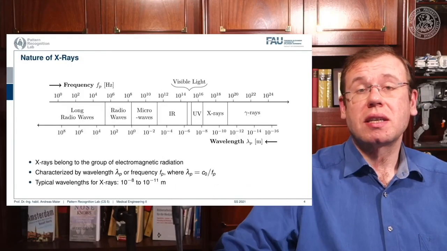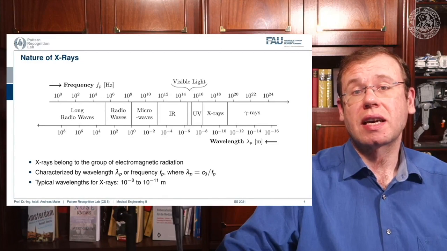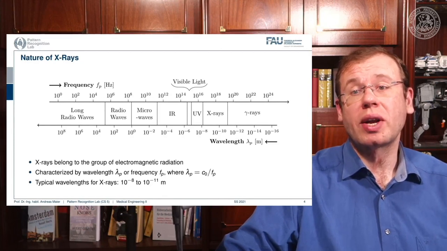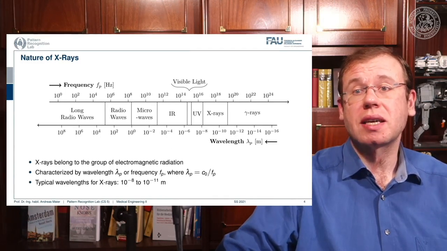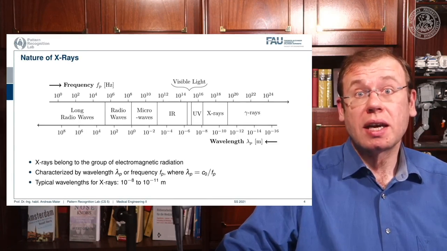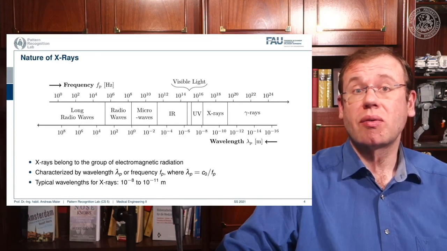So what's actually the X-ray phenomenon? Well, X-rays are a kind of very hard light. Here you see the electromagnetic spectrum from long radio waves over radio waves to microwaves. In this regime, you have the MR imaging taking place. Then there is infrared and visible light, the things that we can perceive with our eyes, but also with endoscopes.